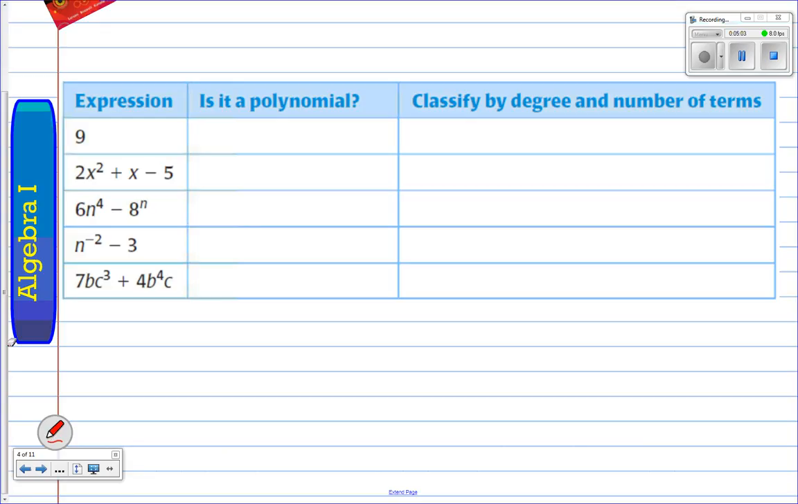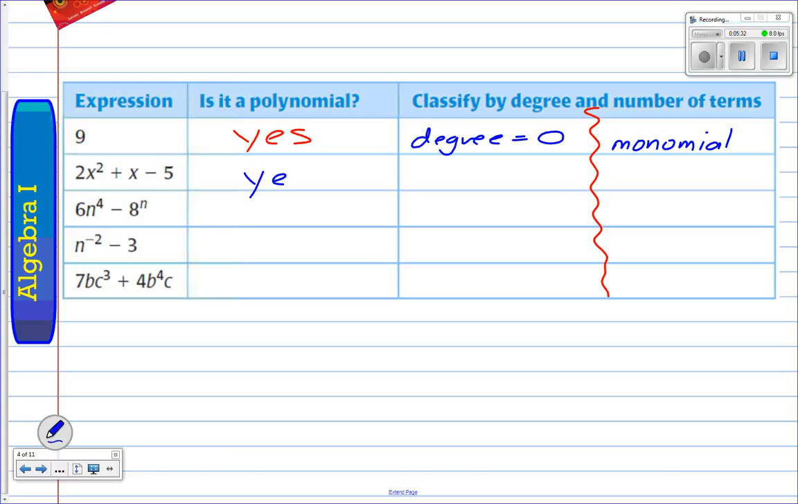Well, the definition of polynomial was a monomial or the sum of monomials. So that is a monomial, so yes, it's a polynomial. Okay, classify it by its degree and number of terms. Well, it has a degree of 0, because there are no variables in there. Number of terms would make it a monomial.